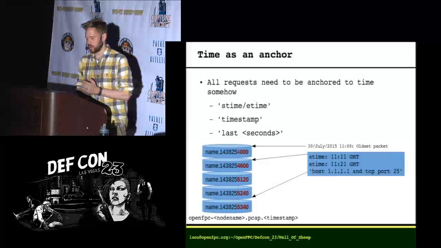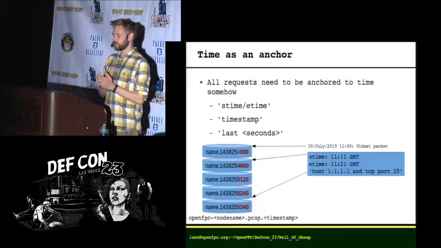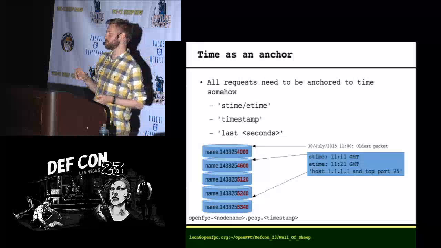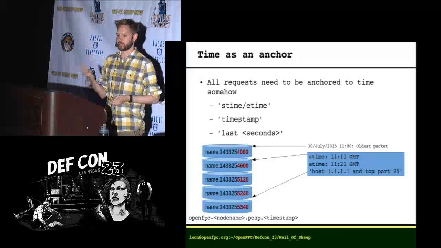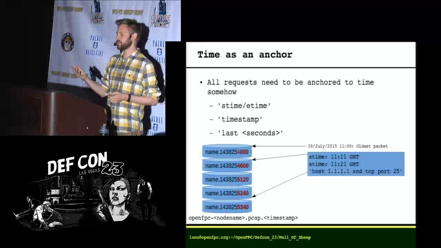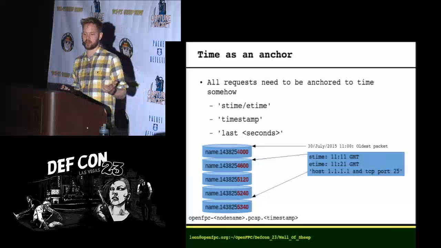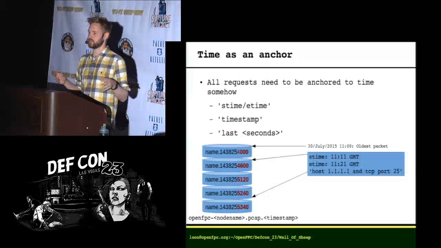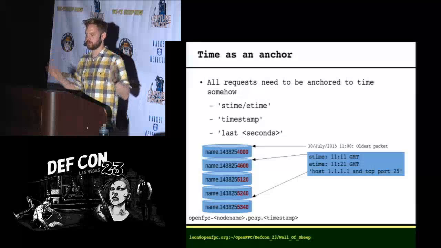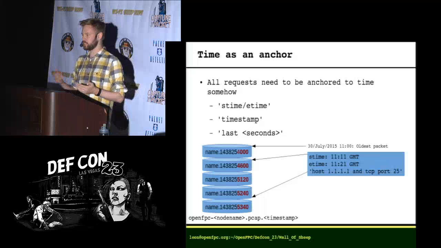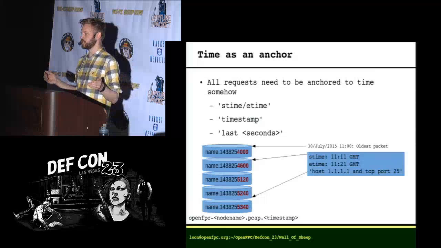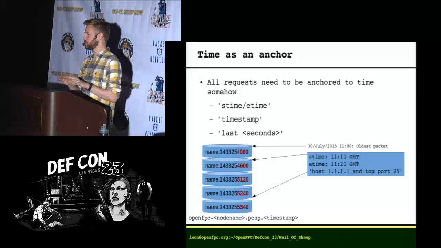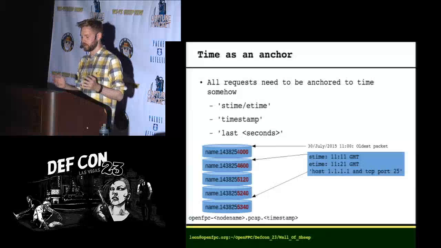It's important to mention time, so 2 more things before I show you some demos. Time is used as an anchor, and time can be specified with 4 different arguments to OpenFPC: stime, etime, start time, and end time, so a window. Give me all packets that match this BPF between this window, which is probably the most logical way of requesting data, but also the longest to actually type in on a command line, because that takes a while.